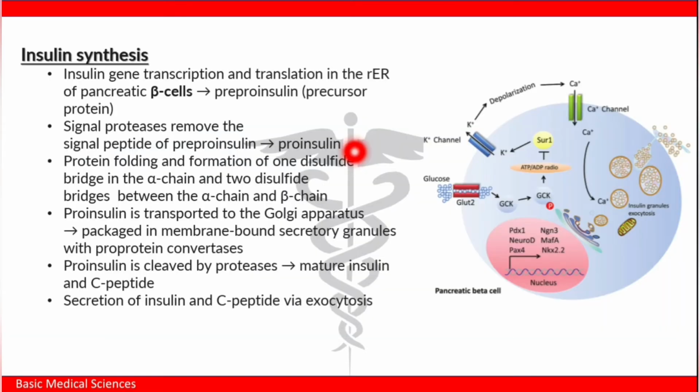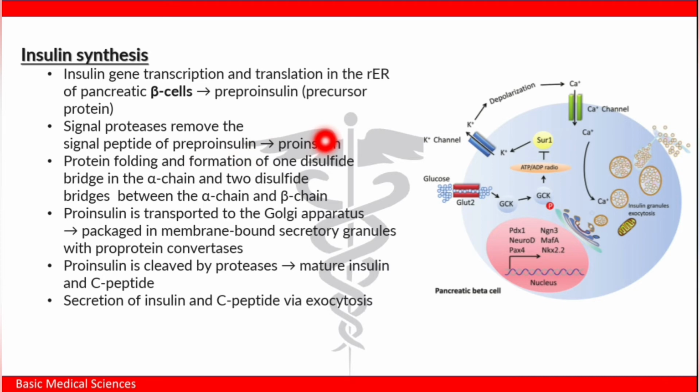Now let's have a closer look at the synthesis of insulin, right? So insulin gene transcription and translation occur in the rough endoplasmic reticulum in the beta cells of the pancreas, and they will end up producing a precursor protein. Signal proteases will remove the signal peptide of preproinsulin, and that will form proinsulin.